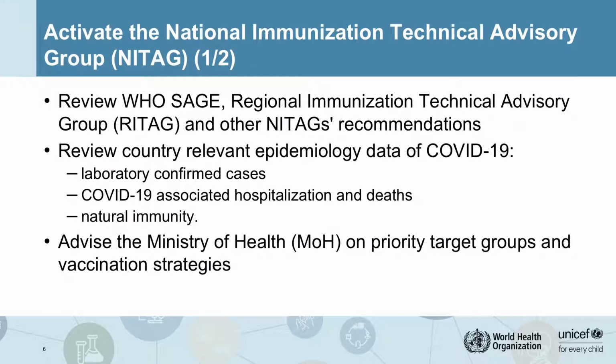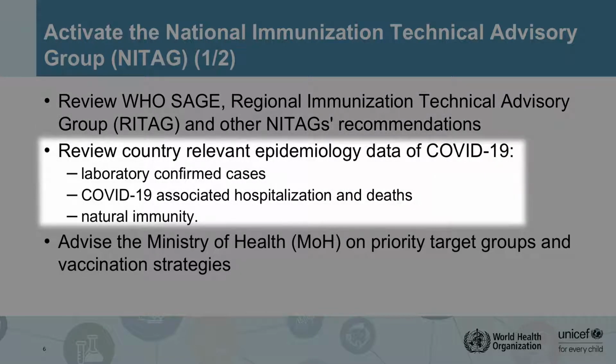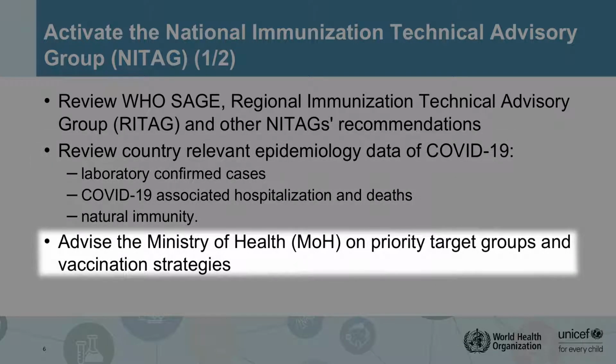The NITAG. Ideally, countries should already have a well-established and fully functional NITAG. But if the country does not have one, it should consider establishing a working group that would provide independent evidence-based advice to the policymakers, similar to the NITAG. The NITAG is in charge of reviewing WHO SAGE and Regional Immunization Technical Advisory Group recommendations. Then the NITAG reviews the country-relevant epidemiological data of COVID-19 and advises the Ministry of Health on priority target groups and vaccination strategies.